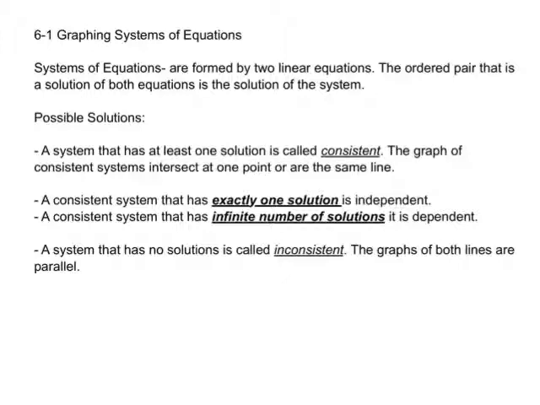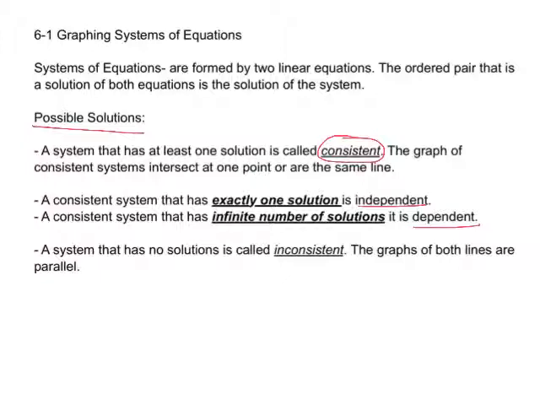So we have a variety of different possible solutions. Our first is that if a system has at least one solution, we're going to be looking at what's called a consistent solution. The graph of this consistent system intersects exactly at one point, or it's the same line. On our next slide, I'm going to have some pictures that show you what these are like. A consistent system that has exactly one solution is considered to be independent, and a consistent system that has an infinite number of solutions is considered to be dependent. This infinite number of solutions, these are actually the same line.